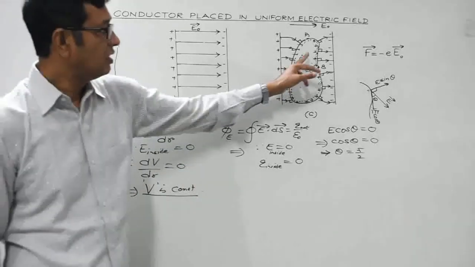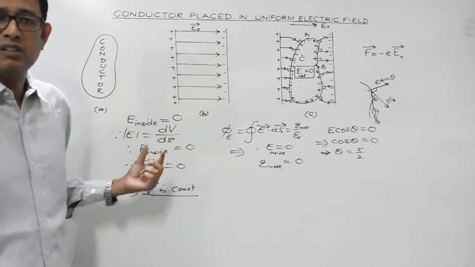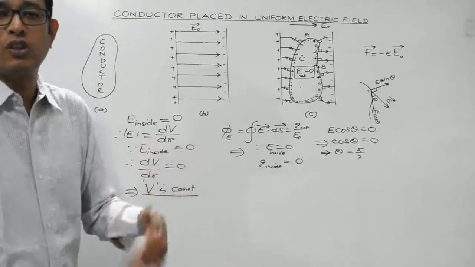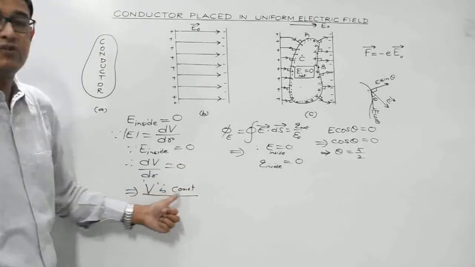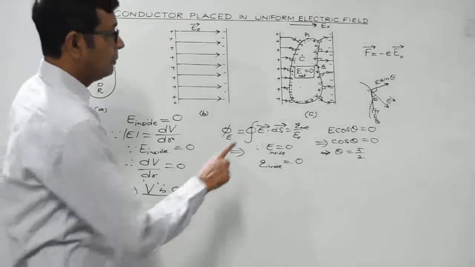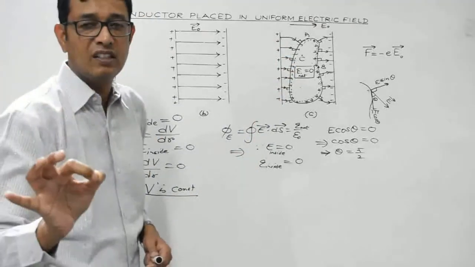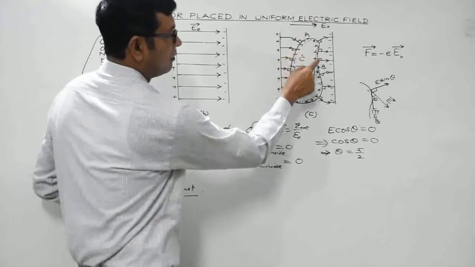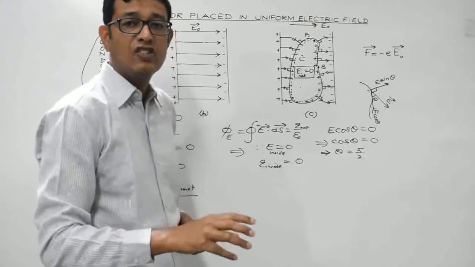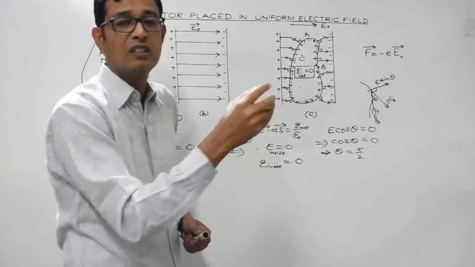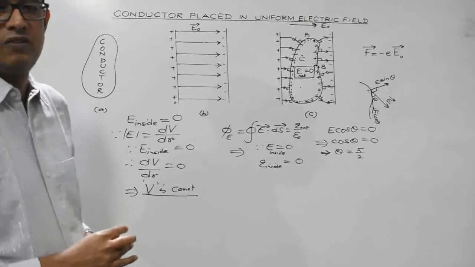Next one. Since the electric field inside the conductor is 0, therefore dV by dr is also 0, because electric field is given by the negative of the potential gradient. So in magnitude it's dV by dr. If E is 0, then V is found to be constant. So the potential at any point inside the conductor, including its surface, must be the same. So if the potential between any two points on the surface of the conductor is the same, then the work done in moving a charge between any two points on the surface must be 0. So these are some very, very important and crucial points, right?